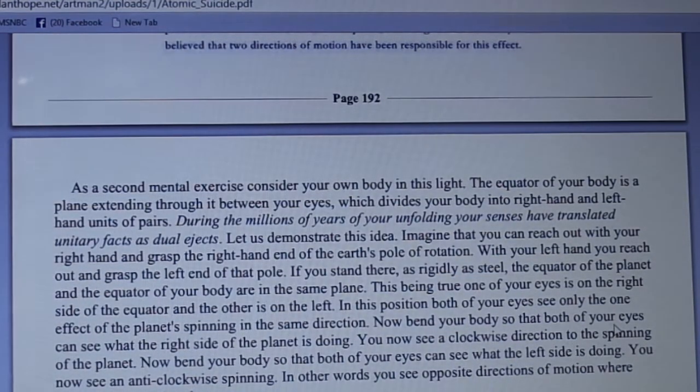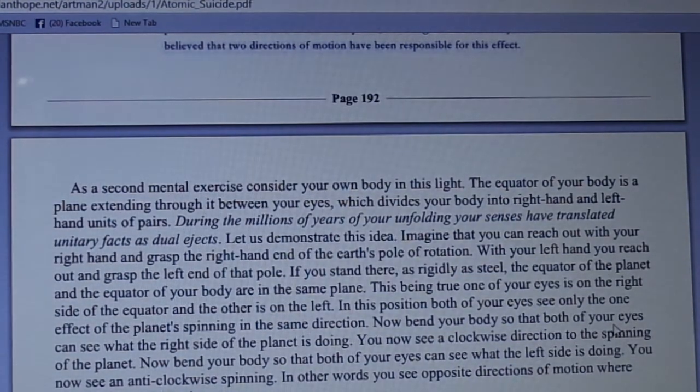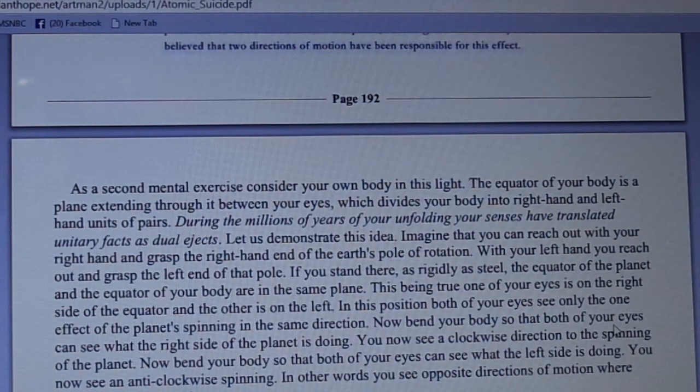As a second mental exercise, consider your own body in this light. The equator of your body is a plane extending through it between your eyes, which divides your body into right-hand and left-hand units of pairs. During the millions of years of your unfolding, your senses have translated unitary facts as dual effects. Let us demonstrate this idea.